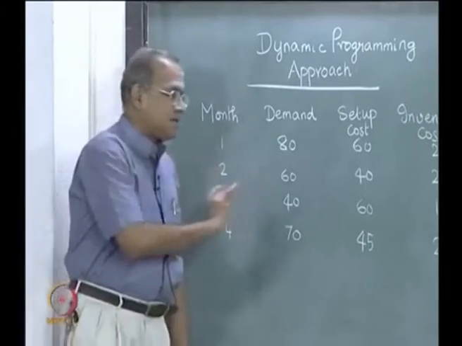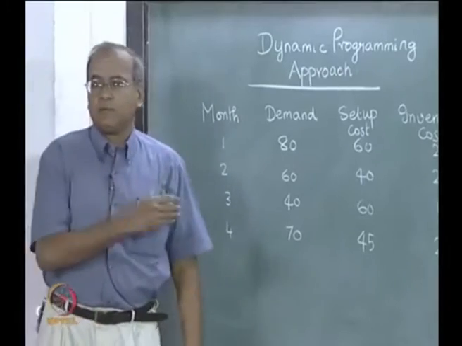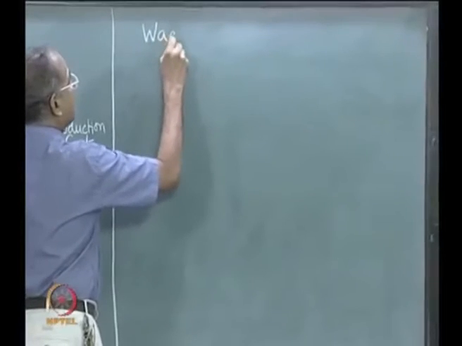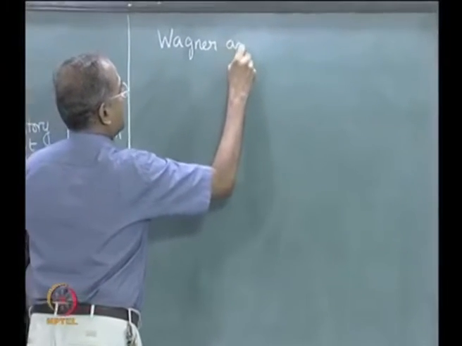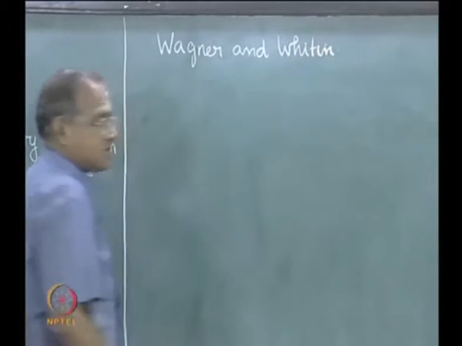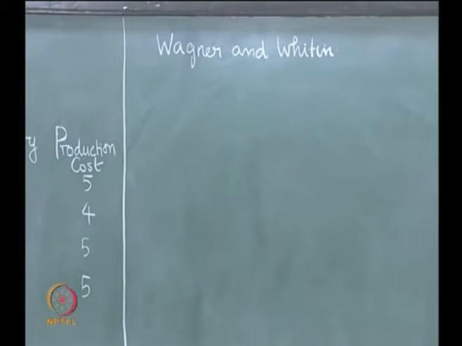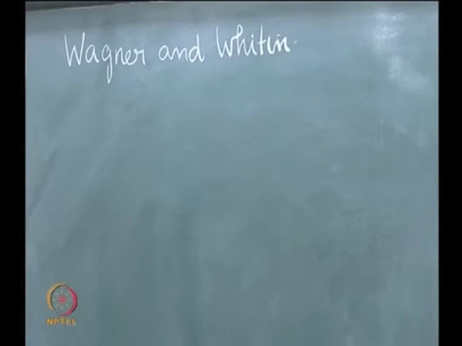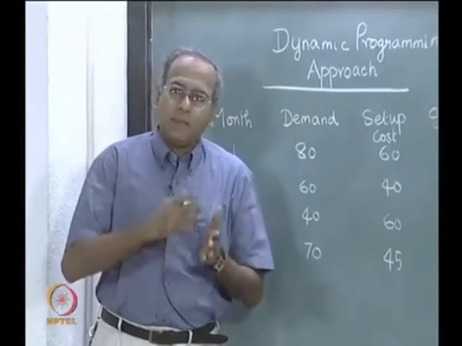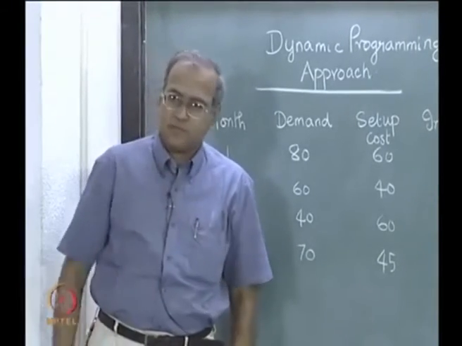One of the most interesting simplifications to the dynamic programming solution came from Wagner and Whitin, and it is called the Wagner-Whitin algorithm, which uses dynamic programming to solve this particular problem. The Wagner-Whitin idea or principle is as follows. There are 4 periods, and we are going to assume that we make decisions on production at the beginning of each of these 4 periods.